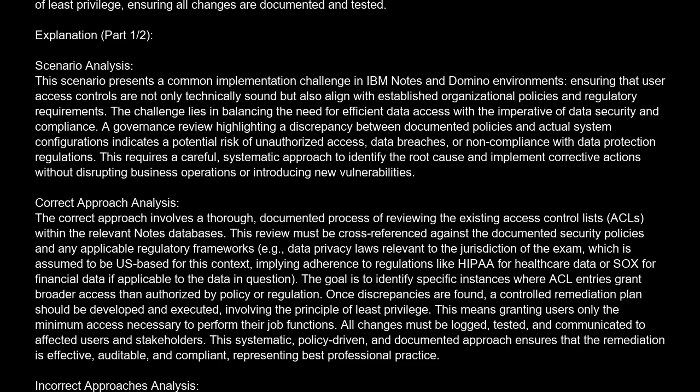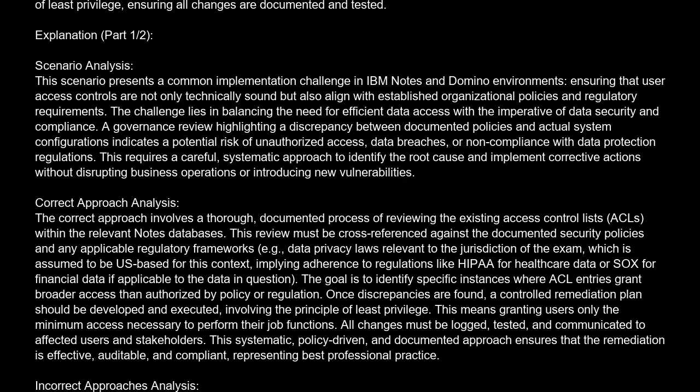Scenario analysis. This scenario presents a common implementation challenge in IBM Notes and Domino environments: ensuring that user access controls are not only technically sound, but also align with established organizational policies and regulatory requirements. The challenge lies in balancing the need for efficient data access with the imperative of data security and compliance.